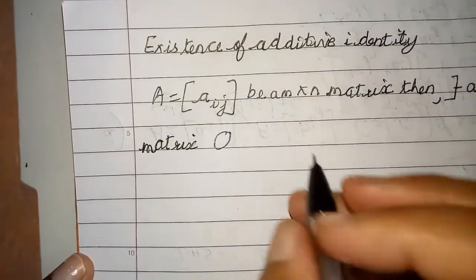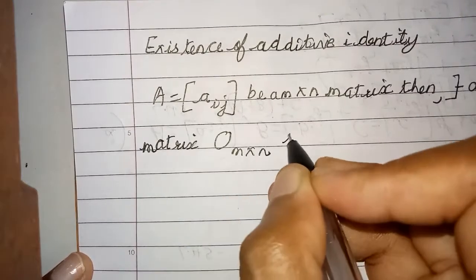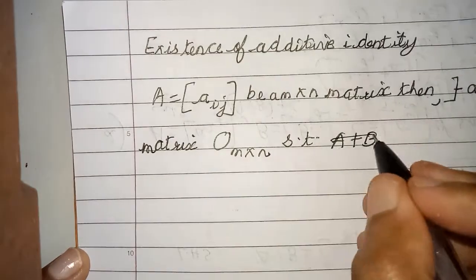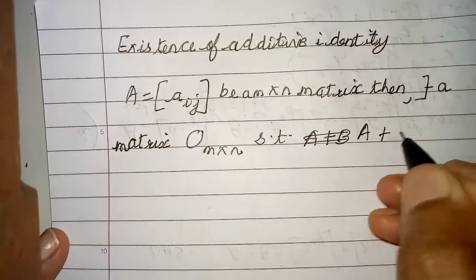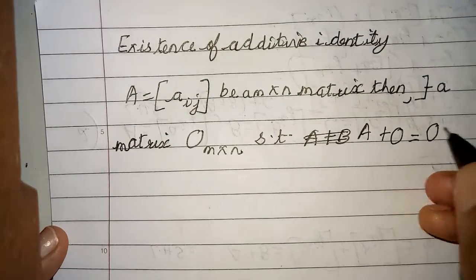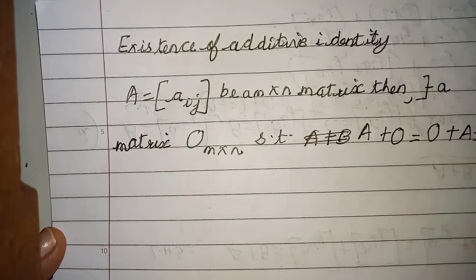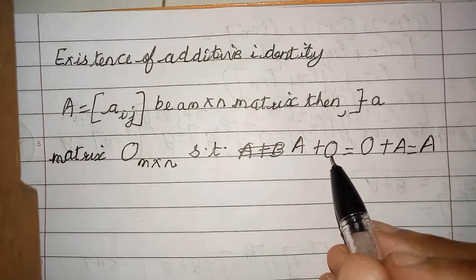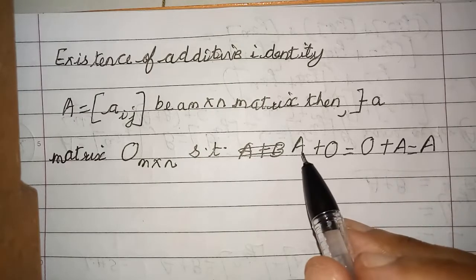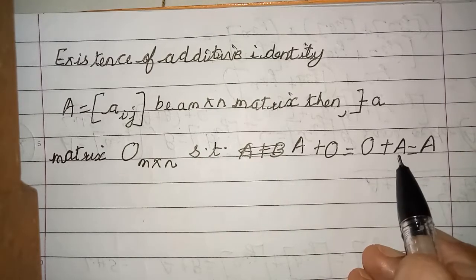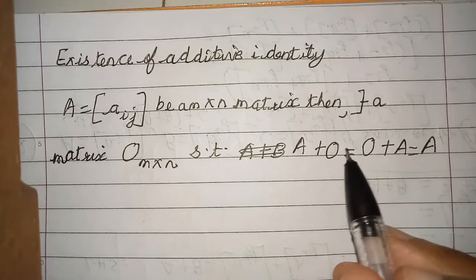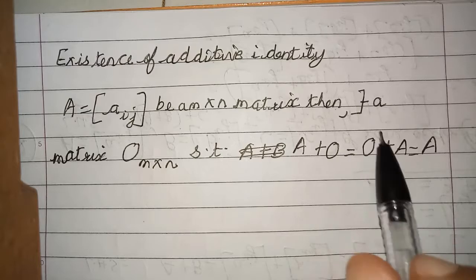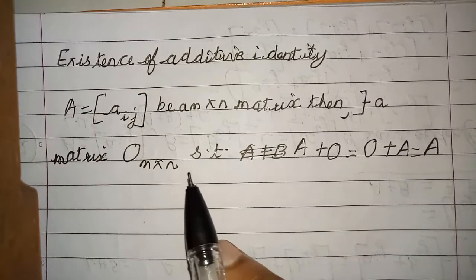Then what the property says is that there exists a matrix O, whose order is also M cross N, such that A plus O is equal to O plus A is equal to A. This is the definition of identity, children. To A, you are adding some matrix such that you get back your A. Because addition of matrix is commutative, I have written it this way also. So O will be called the identity under addition for a matrix, and O is an M cross N matrix.